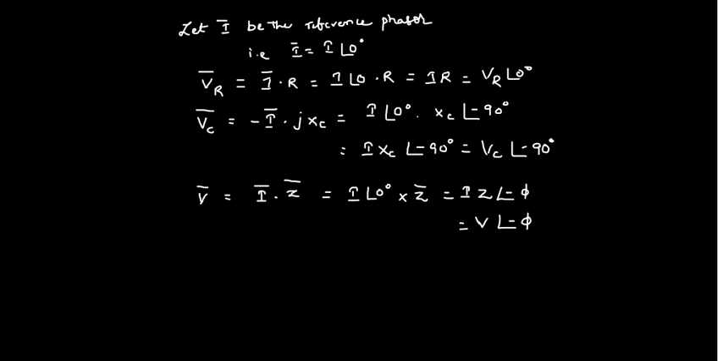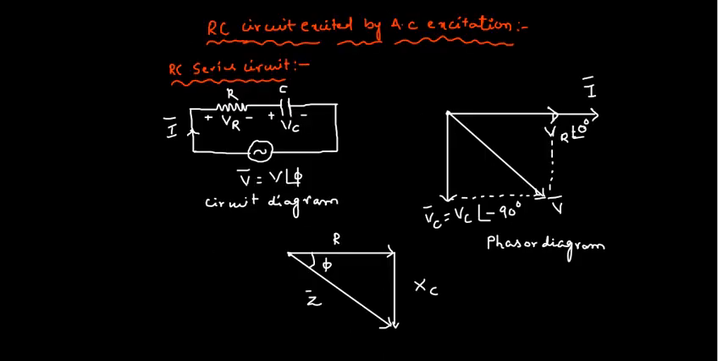Now from the circuit diagram, what can we write? Just see this circuit diagram. So apply the KVL in this particular loop.